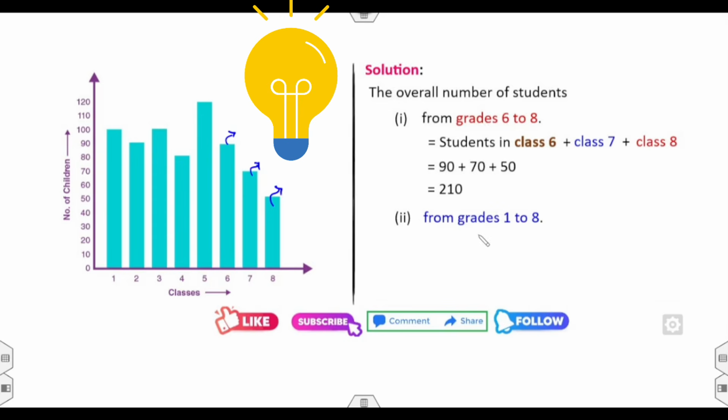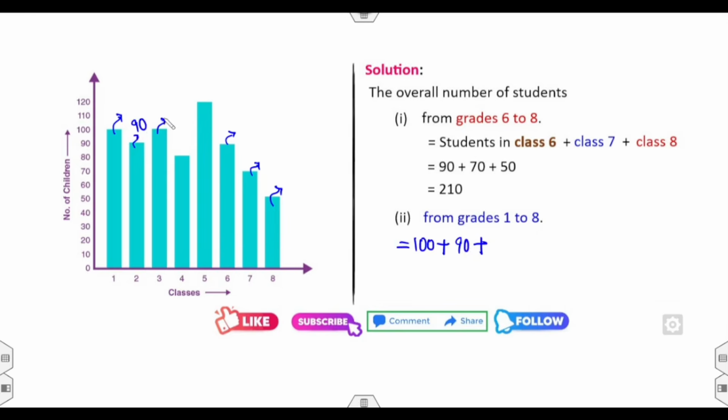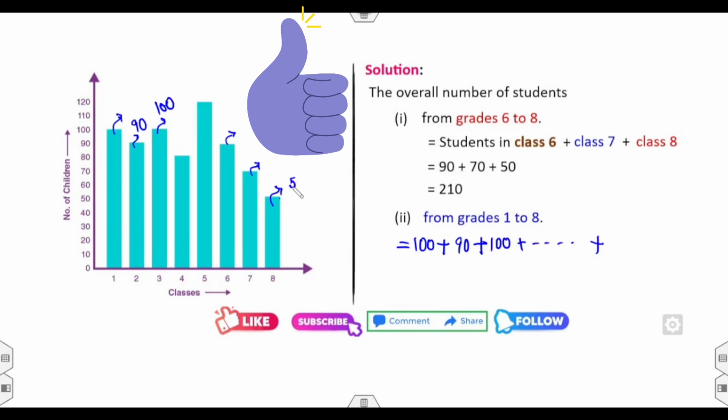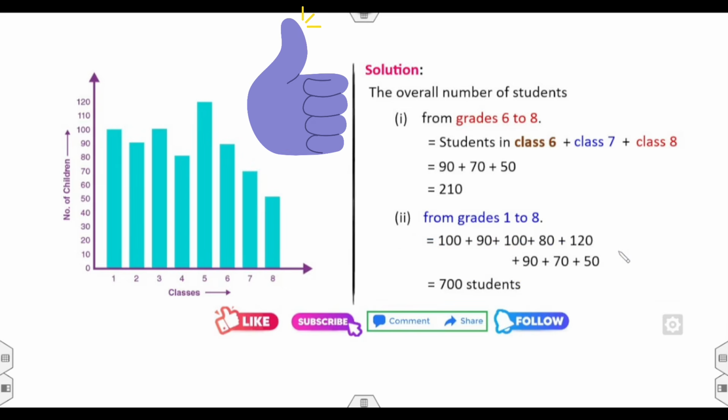Find the overall number of students from grade 1 to 8. That's the total students. पहले में कितने हैं आपके? 100 plus that student is 90 plus the third student is again 100 and so on up to the 8th class. 8th class में कितने students हैं? That is 50. If you add all the students, you will get 700 students participating in the survey.